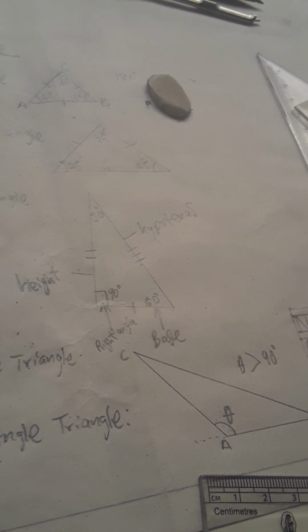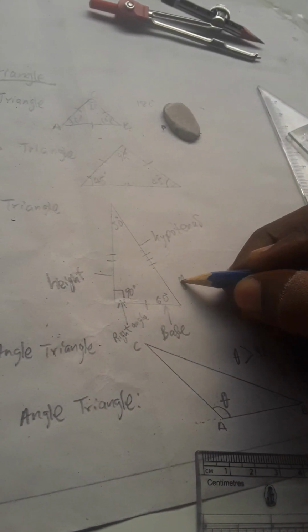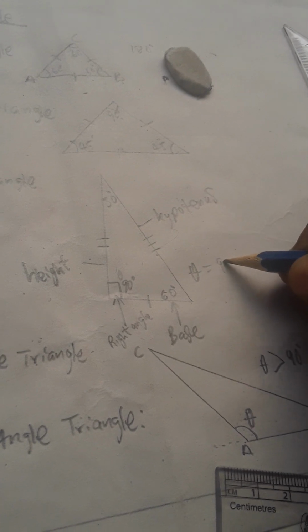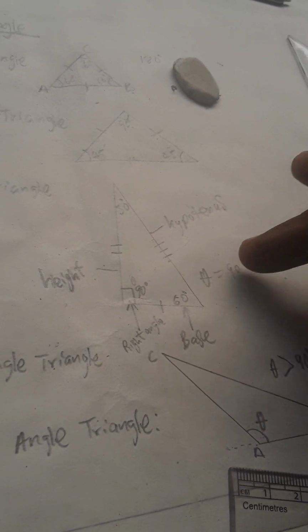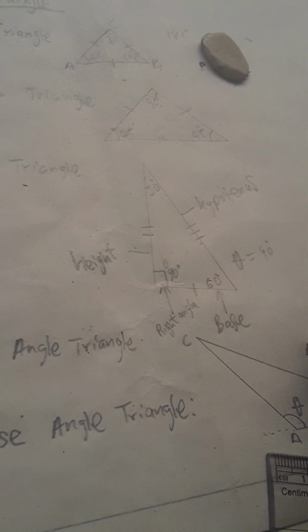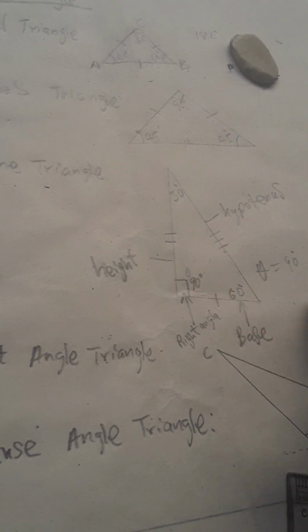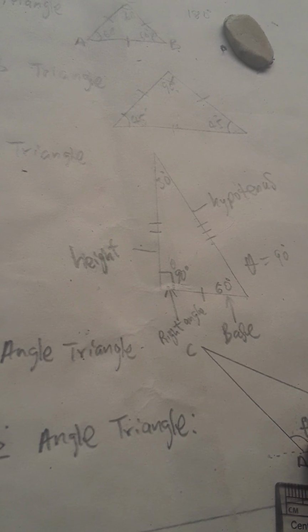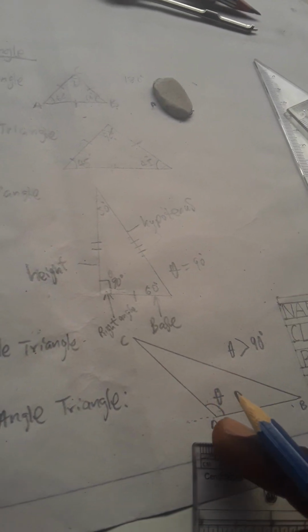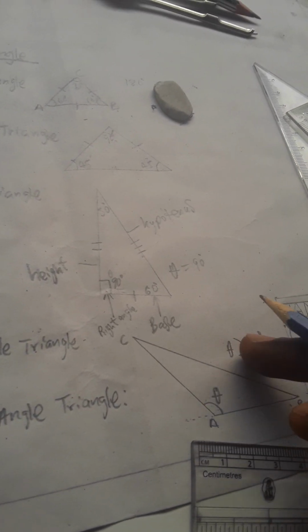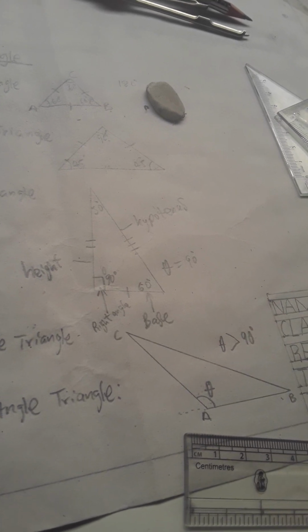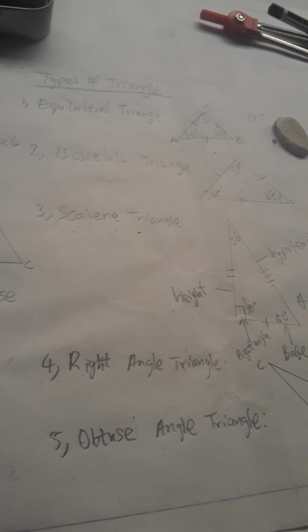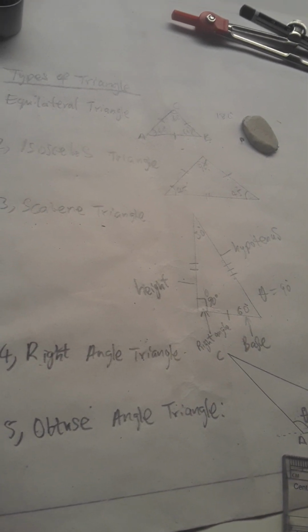While in this case, if you call this angle theta, the theta here is equal to 90 degrees. So that's exactly what a right angle triangle is. A right angle triangle is a triangle that has one of its angles as 90 degrees, and an obtuse triangle is a triangle that has one of its angles greater than what? 90 degrees. So that's exactly what the types of triangle is all about. So that's it for the types of triangle.